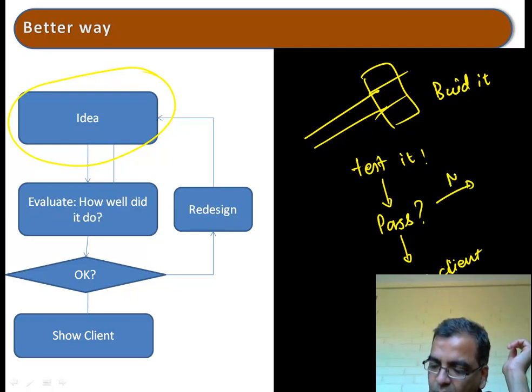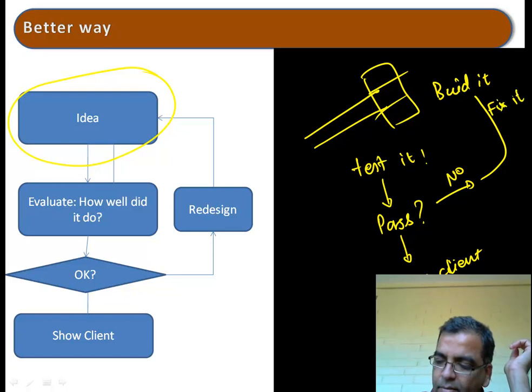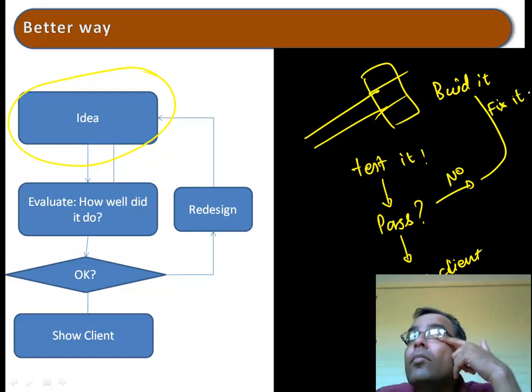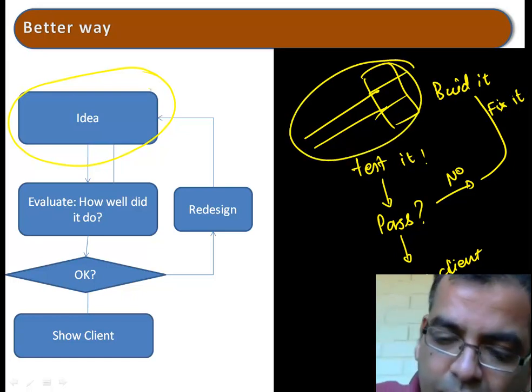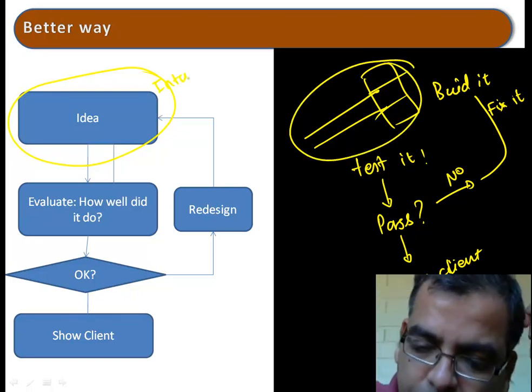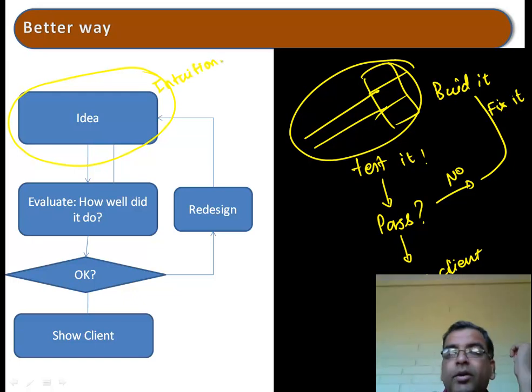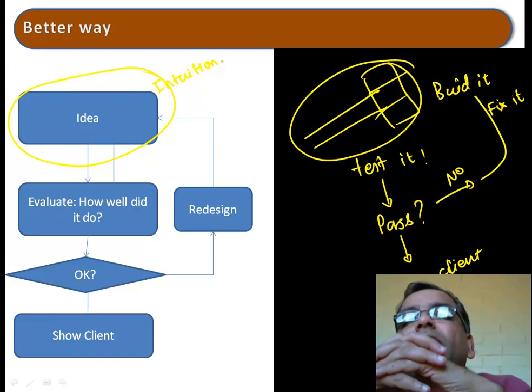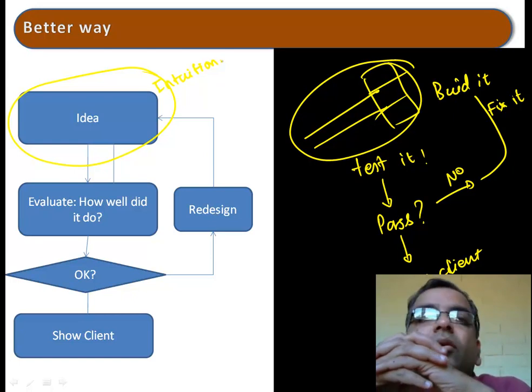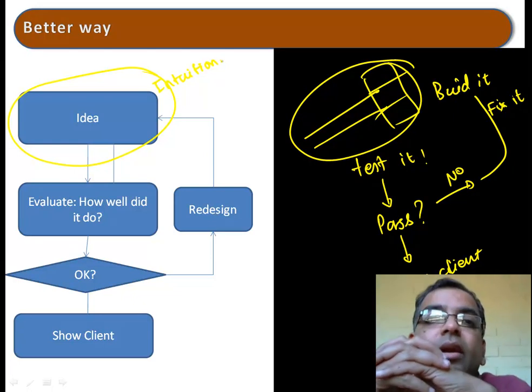If not, I go back and fix it. Okay, notice that the first step to this was an intuitive idea. What I want you to understand is that with all of these, we tend to lead with our intuition. This is not a good thing. This will restrict your ideas.